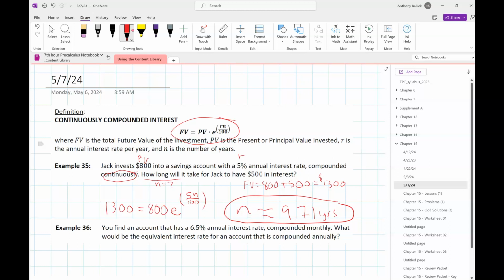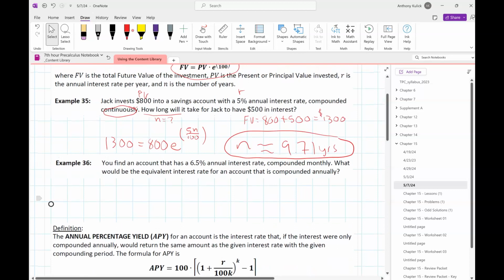Does everybody feel okay with this? We can ask the same kind of problems we would about regular compound interest with continuously compounded interest. They're the same. You're just using a different formula, right? It's not too big of a deal.